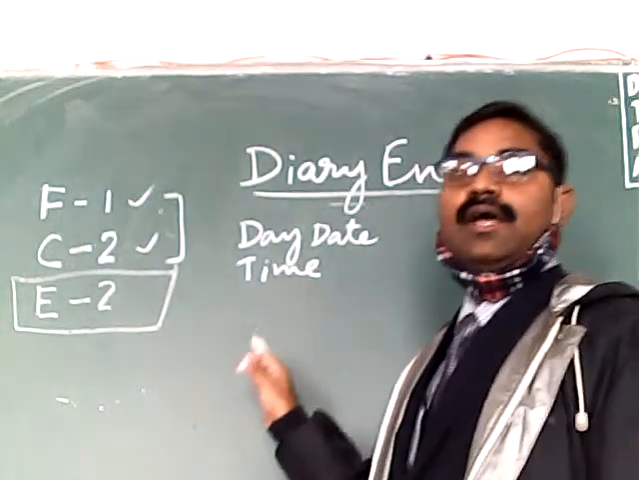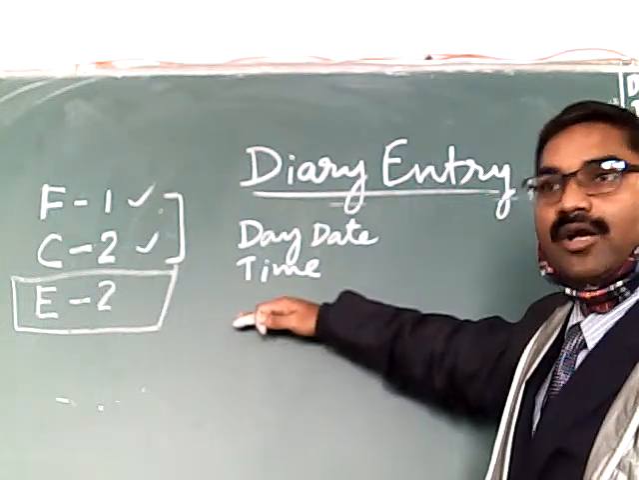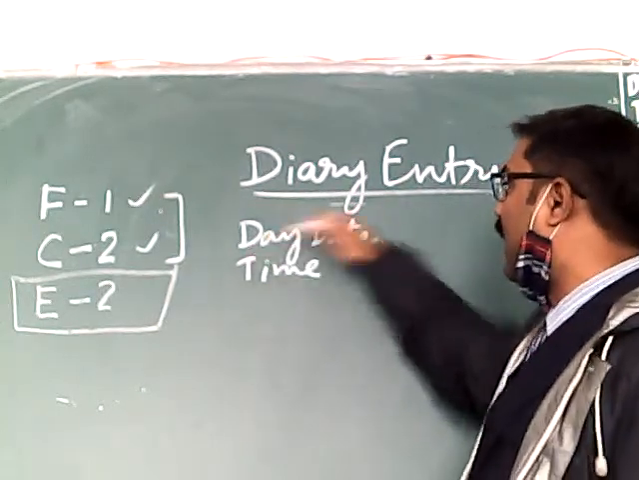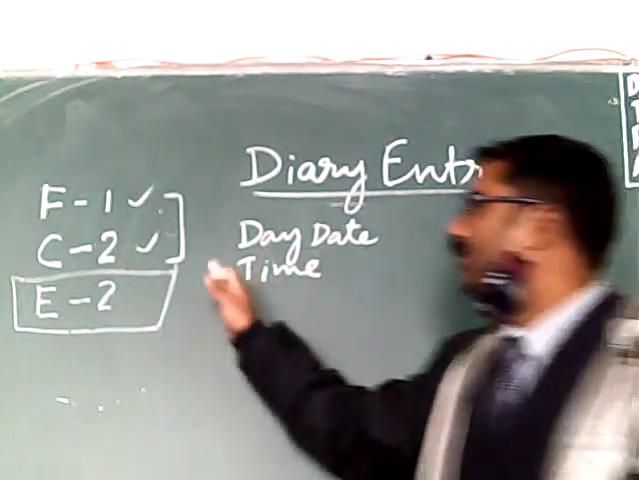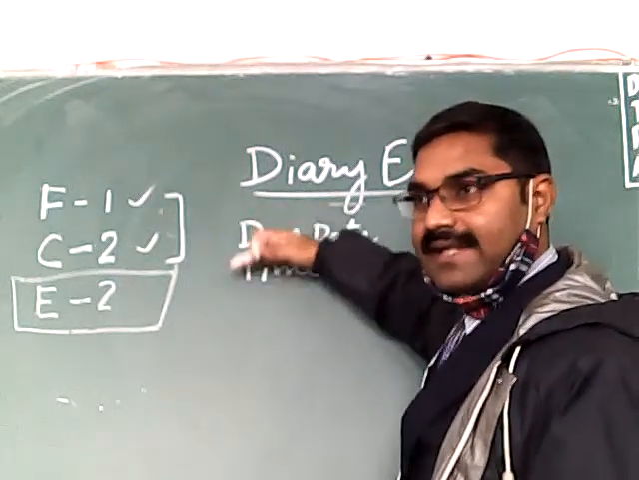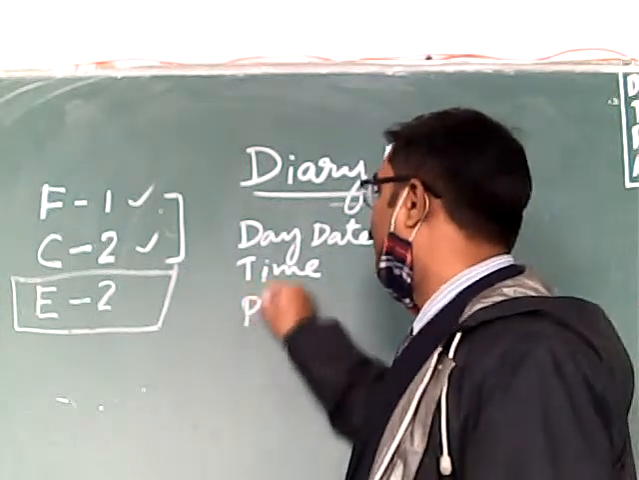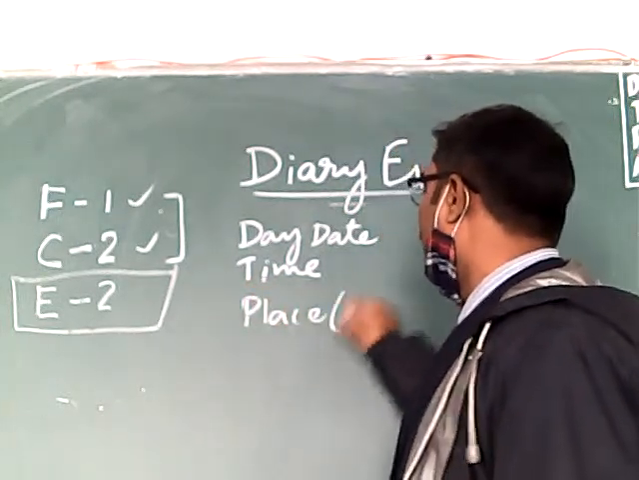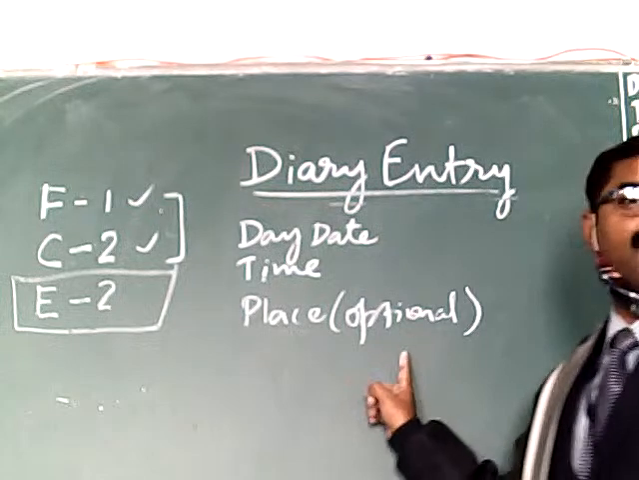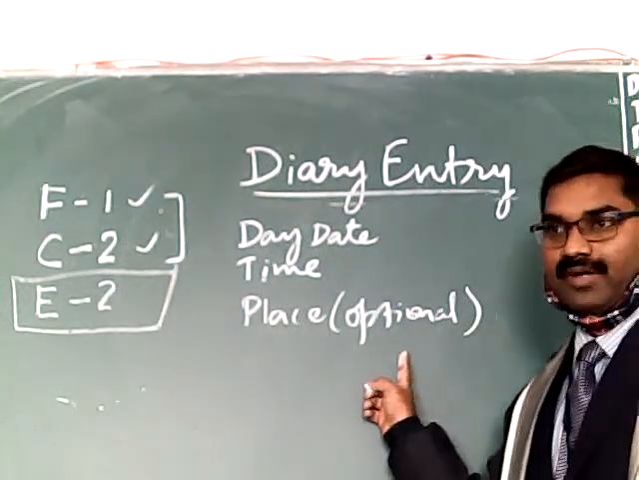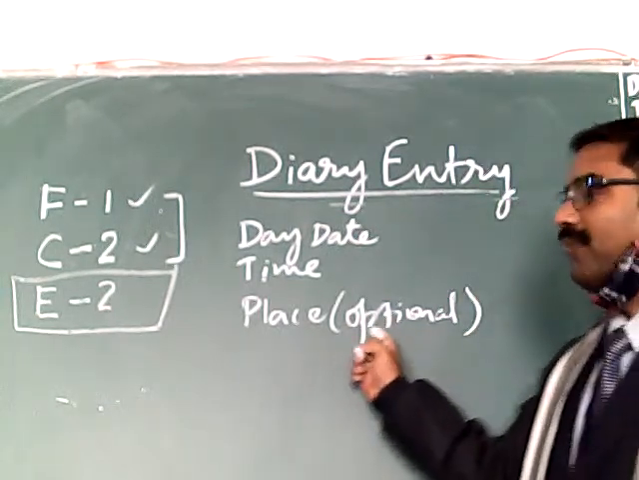time. It can be written in the way day, then in another line date, and in a third line time. You can also write day and date together in the same line. It is up to you. Better you write day in the first line, in the second line date, in the third line time. You can also write place, which is optional. If you do not write place, there will not be any harm. It will be okay. Clear? So it is up to you if you want to write place or not.